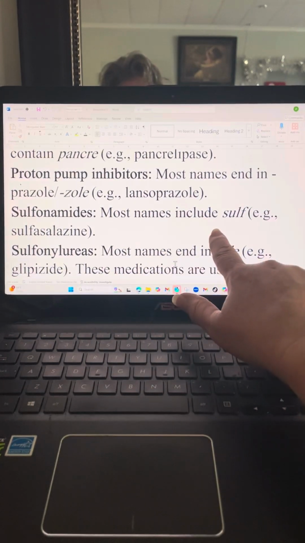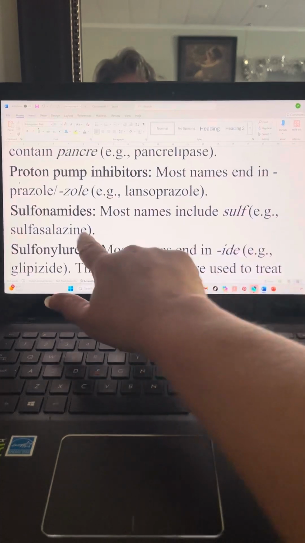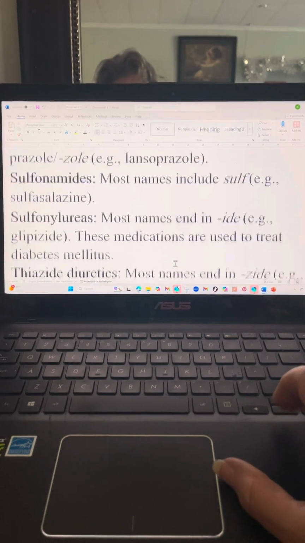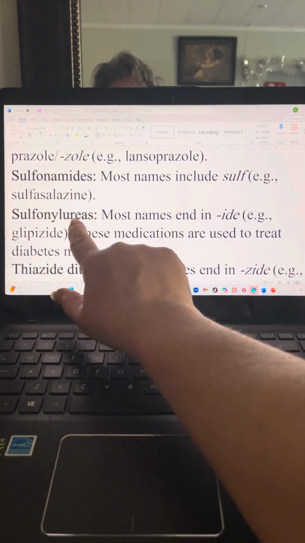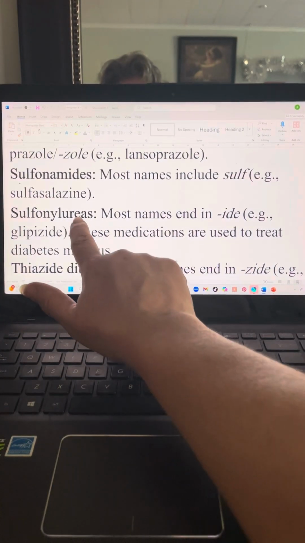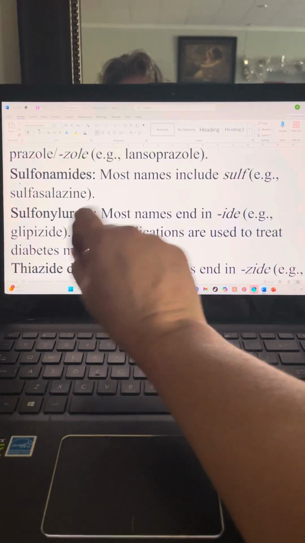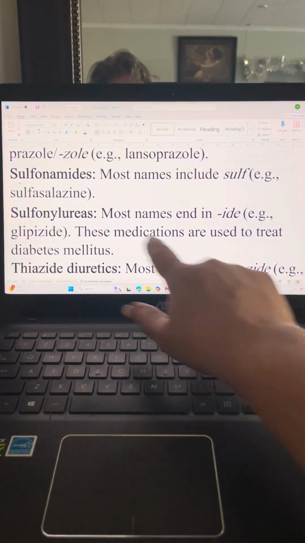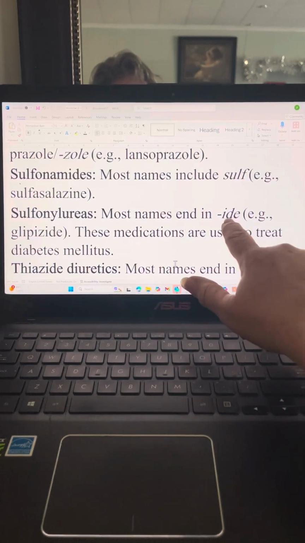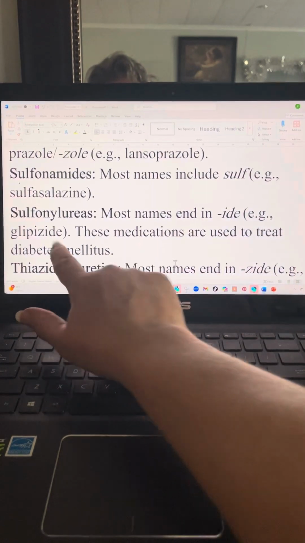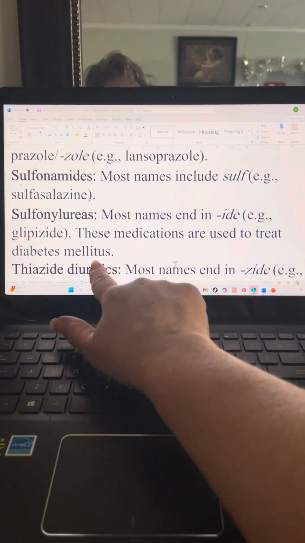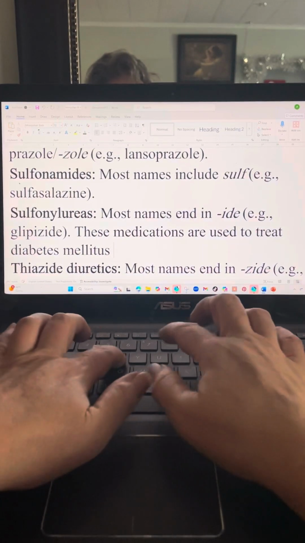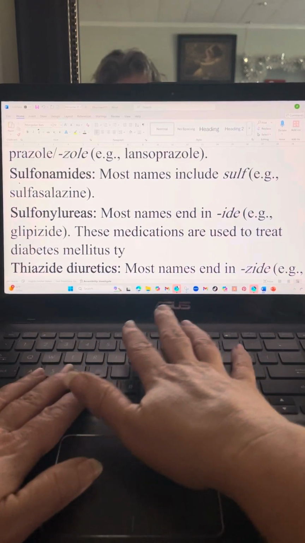Sulfonamides, most names include sulf in them. Somebody I was talking to the other day. If it's got sulfonylureas, you want to keep your little butt puckered, because if they have a sulfa allergy, they may not be able to take those. Anyway, most sulfonylureas end in ide, like glipizide, and they're used to treat type 2 diabetes, because those are PO medicines.